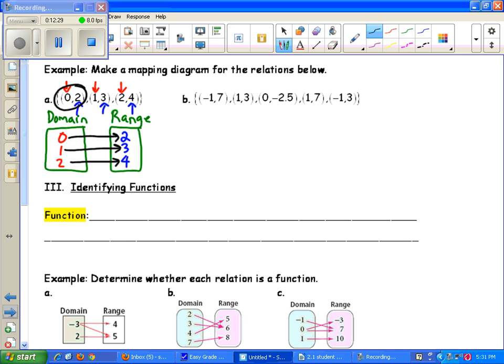So now what I want you to do is pause the video and see if you can do example B. Once you are done with example B, then hit play and you should see the answer up there.